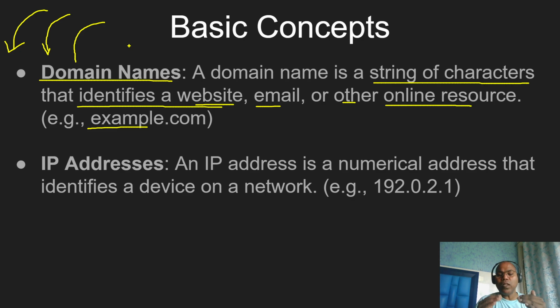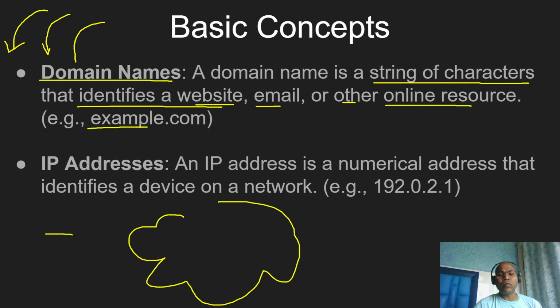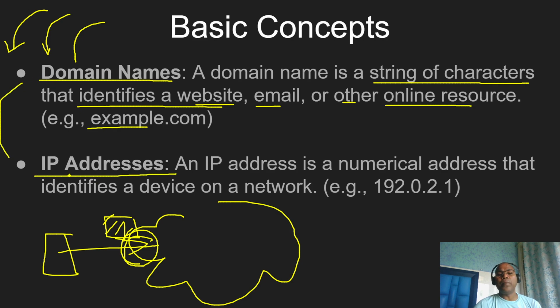So whenever your computer is connected to the internet, whenever this device, my laptop, is connected to the internet, the internet provides one IP address. Then you can give it some logical name. That logical name is a domain name. And the corresponding domain name must have some IP address.